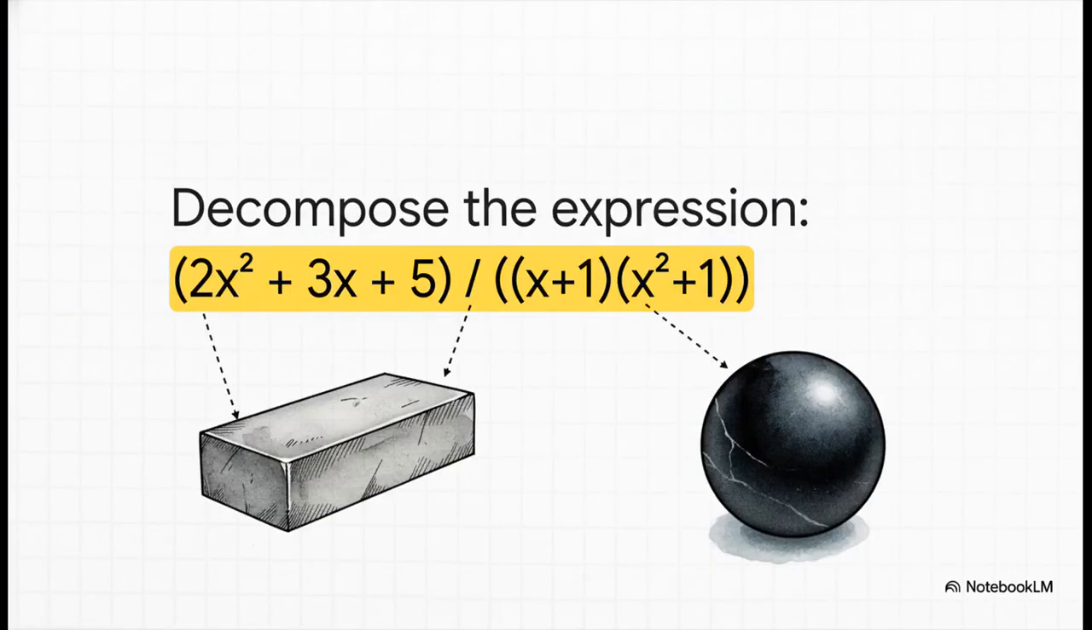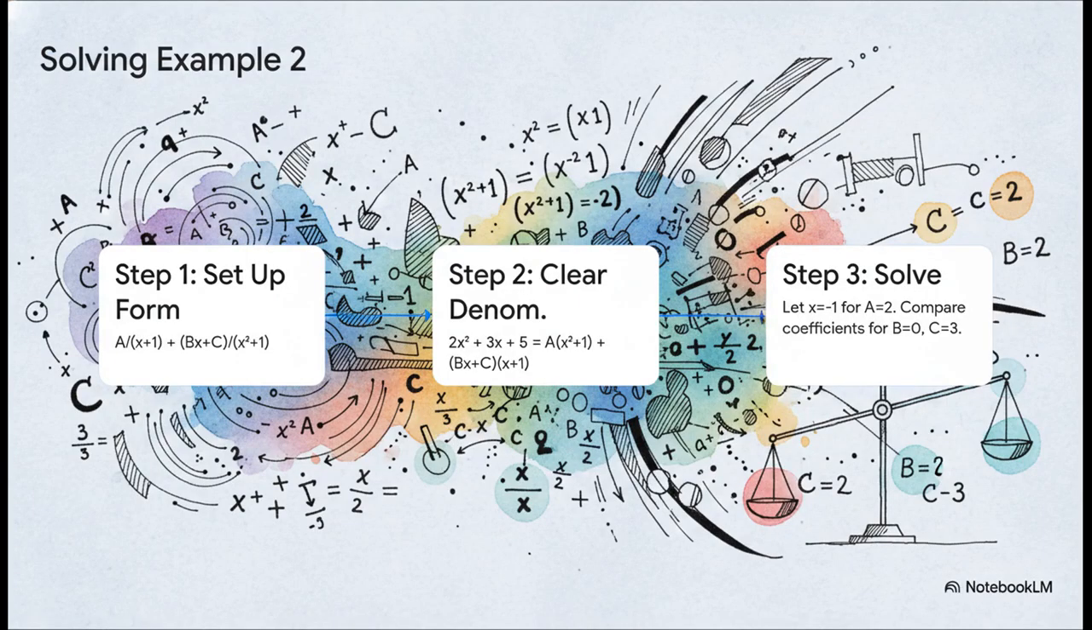Let's kick it up a notch with our next example. Here we've got a mix, a linear factor, x plus 1, and one of those irreducible quadratics, x squared plus 1. This problem is going to need both our old skills and our shiny new rule number 2. You know, the setup here is absolutely critical.